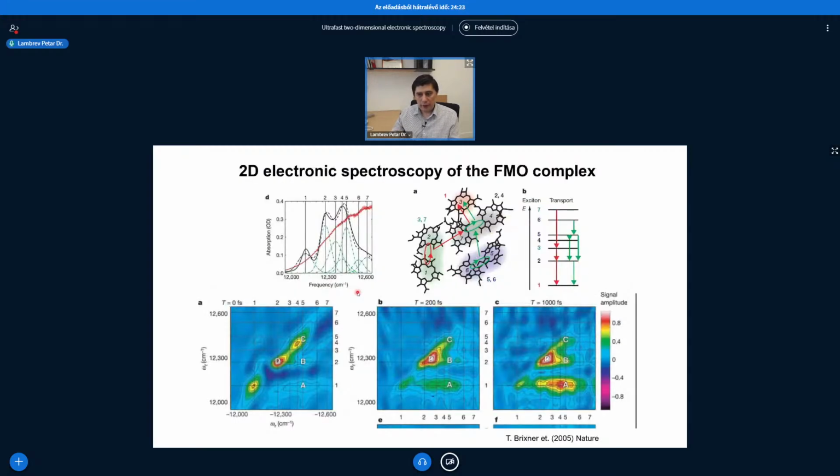So two-dimensional spectroscopy, as I said, is very useful for measuring energy transfer. In fact, the first demonstration of two-dimensional spectroscopy was in a photosynthetic light harvesting complex called the FMO complex, which is a fairly simple complex. I won't go into the detail, but it has only 7 pigments, so they have 7 excited states that give 7 peaks in the two-dimensional spectra.